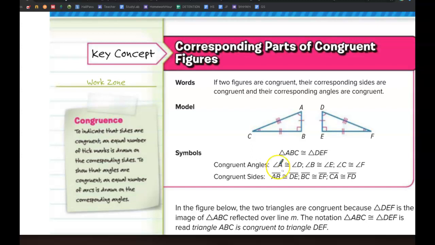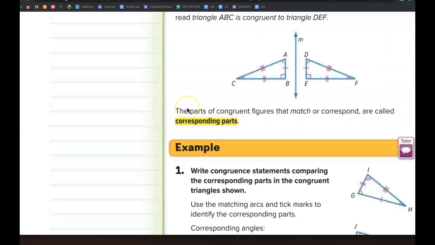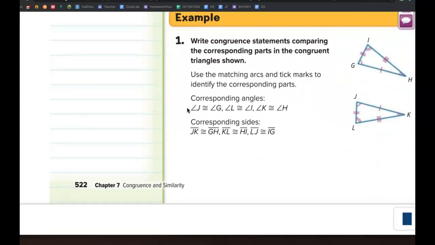Questions? All right, let's go down. We're just going to look at example 1. Look how they wrote it. And look at their triangles here. So they started with angle J. How many swoops does angle J have? 1. So what angle corresponds in the other triangle? G, because it only has 1. Okay, angle L corresponds with angle I, and angle K corresponds with angle H, because K has 3, H has 3.